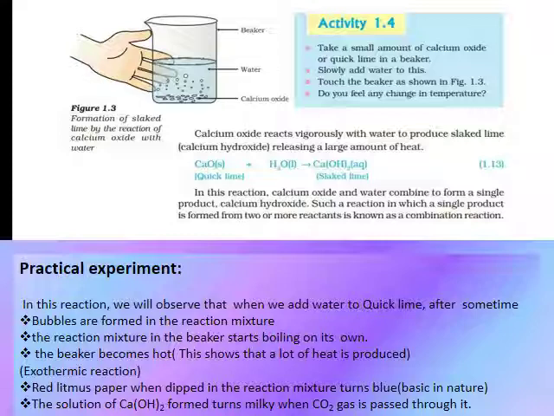You will see calcium oxide reacts vigorously or strongly with water to produce slaked lime, that is calcium hydroxide, releasing a large amount of heat. In this reaction, calcium oxide and water combine to form a single product, calcium hydroxide. Such a reaction in which a single product is formed from two or more reactants is known as a combination reaction.